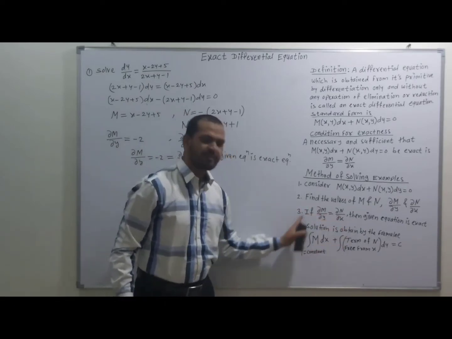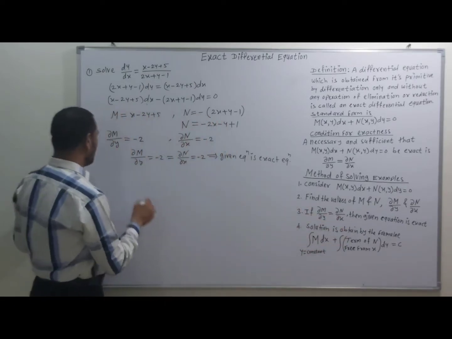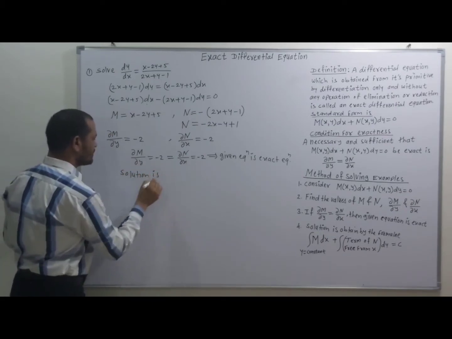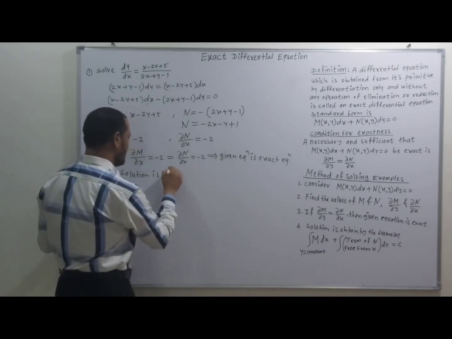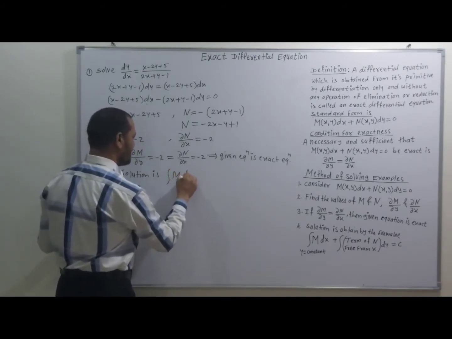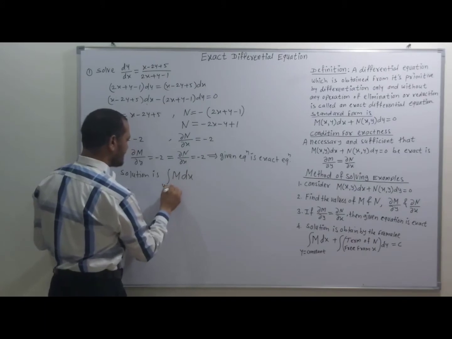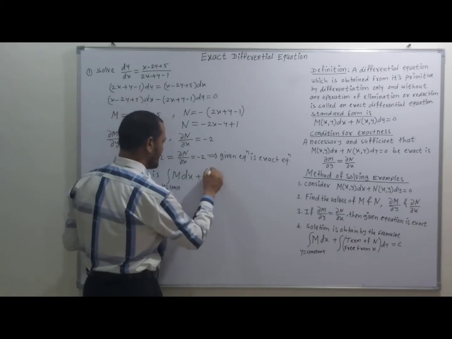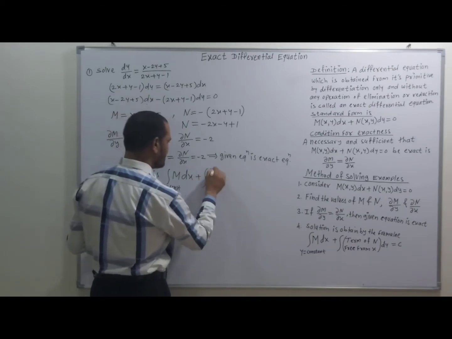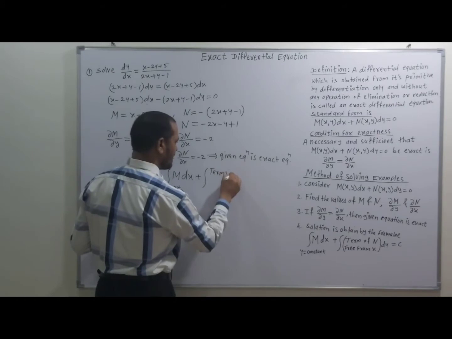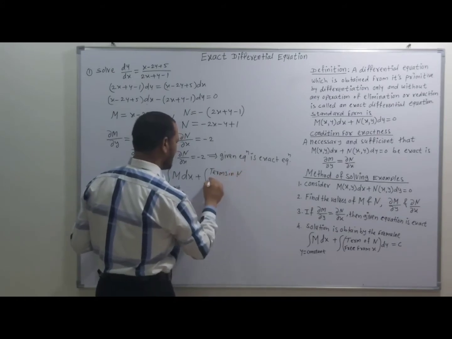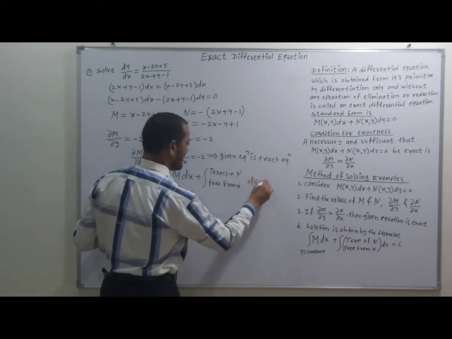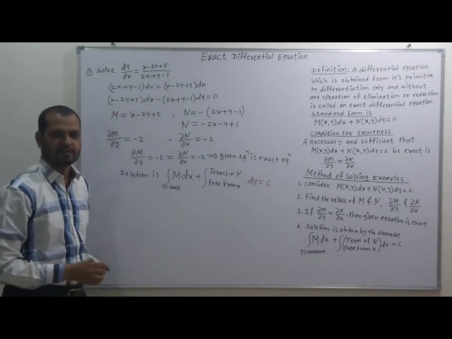Now friends, let's perform step number 4. Step number 4 says that the solution of the given equation, according to this formula, we can write as the integral of M dx, where in the first integration y is constant, plus the integral of only those terms in N which are free from x, dy, is equal to c. So this is the standard formula for solving the example.